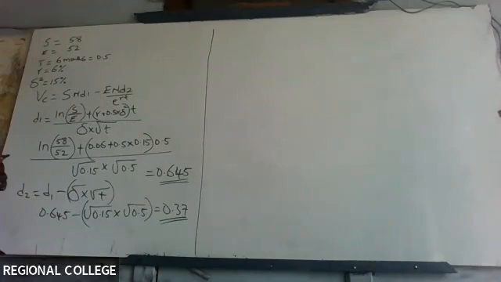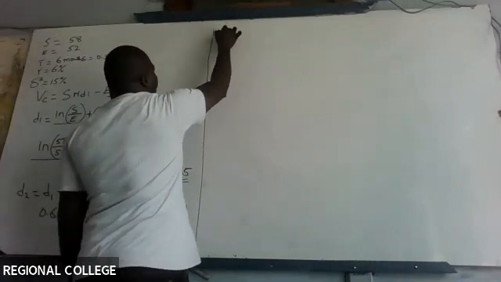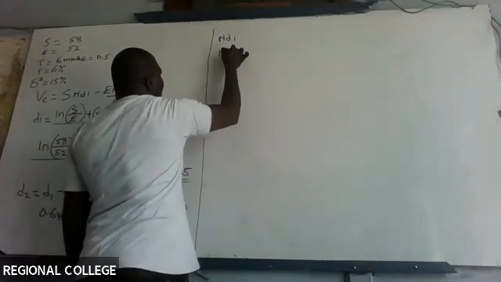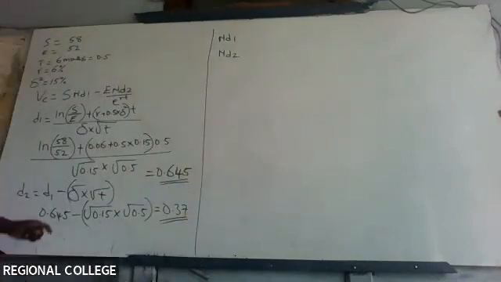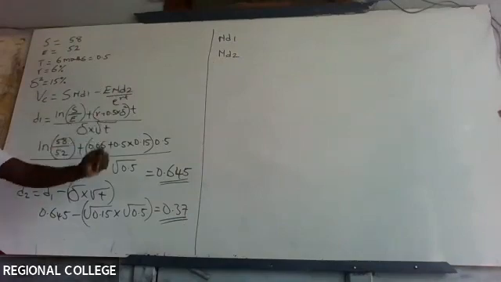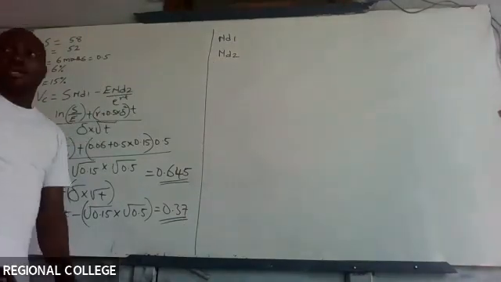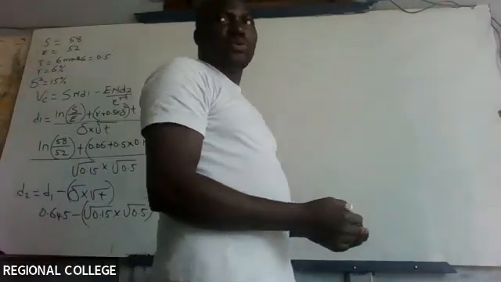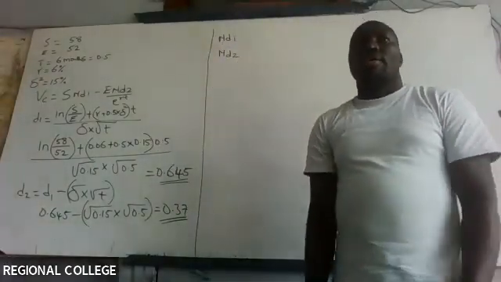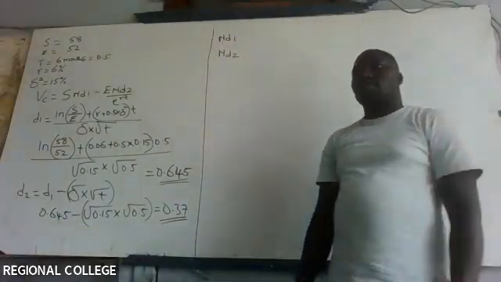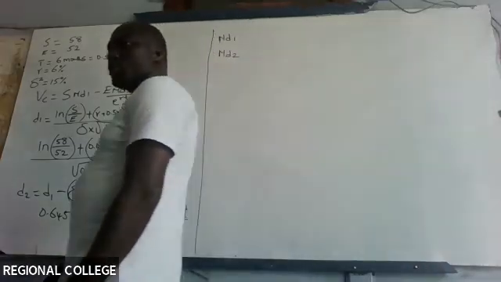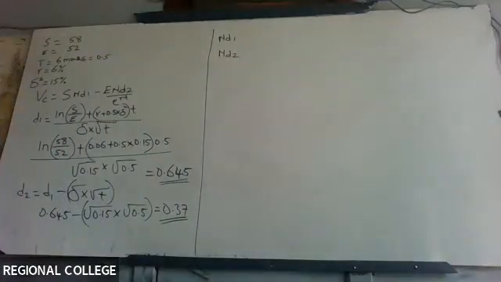So therefore, I think that is okay. We need N(d1) and we need N(d2). Also, S N(d1) minus E N(d2): the normal distribution of d1 and the normal distribution of d2. We use the table, which is the normal distribution table.